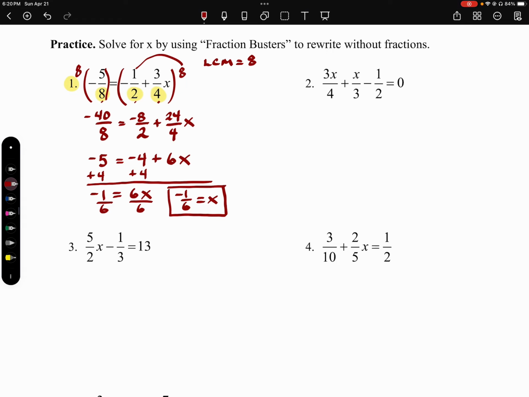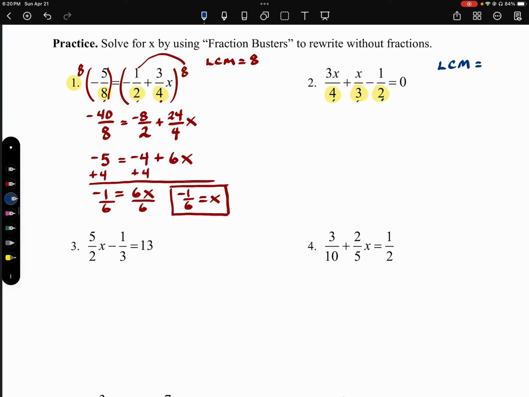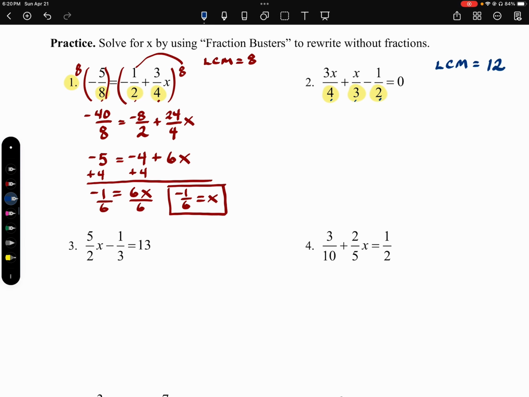On number 2, we have 3x divided by 4 plus x over 3 minus 1/2 is equal to 0. So again, first thing we want to look at is our denominators. On this one, it's a little different because 4 is divisible by 2, but 4 is not divisible by 3. So 4 can't be our least common multiple. We need a number that 4 goes into, 3 goes into, and 2 goes into. If you count by 4s, count by 3s, and count by 2s, what's the first number that you come to that each of them goes into? If you said 12, that would be the correct answer.